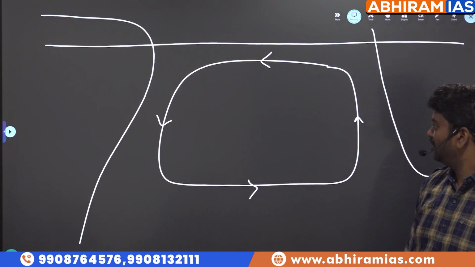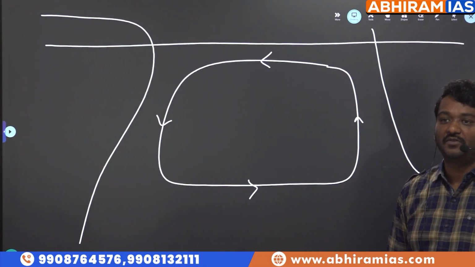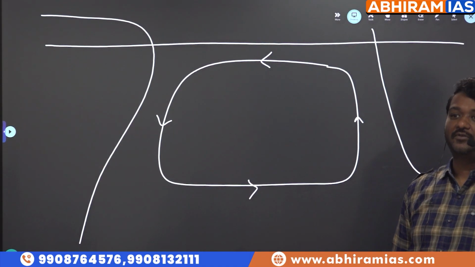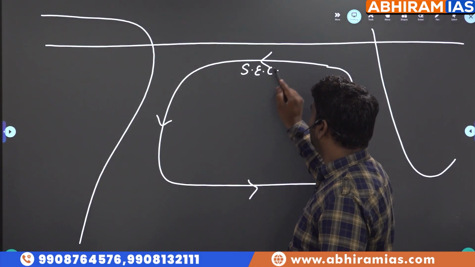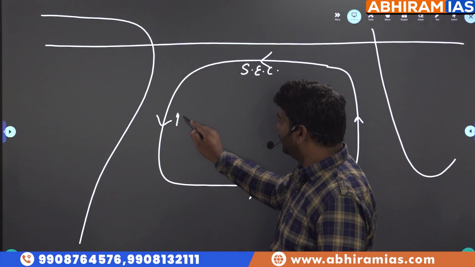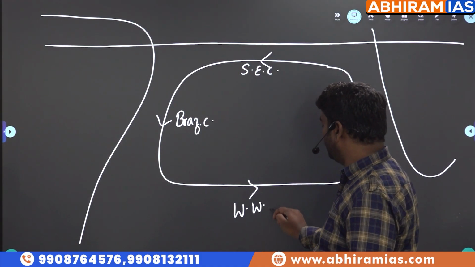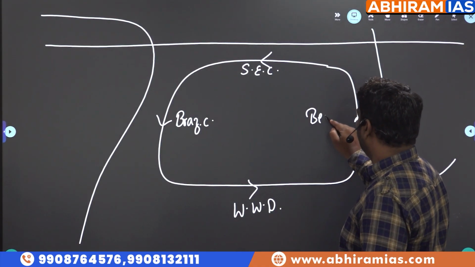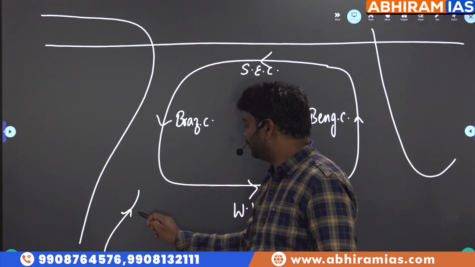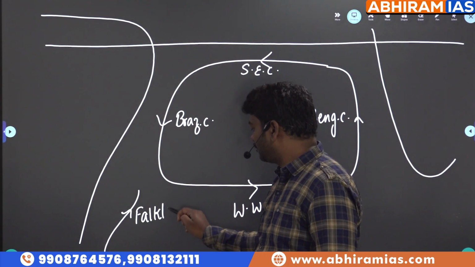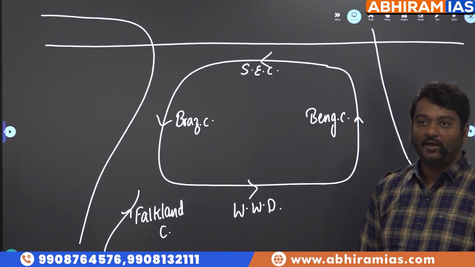Are you getting the point? Now, near the equator it will be hot. If it blows from the equator to the poles, it will be warm. From the poles to the equator, it will be cold. Now, give the names. South Equatorial Current. This one, Brazilian Current. West Wind Drift. Benguela Current. Here one more will come. Falkland Current. Are you getting the point?